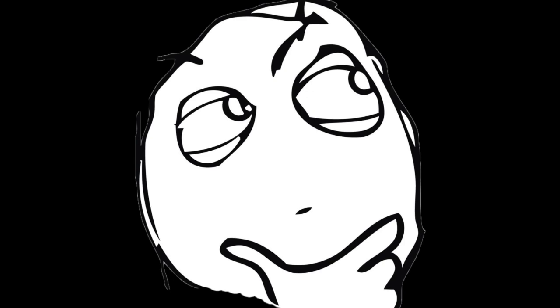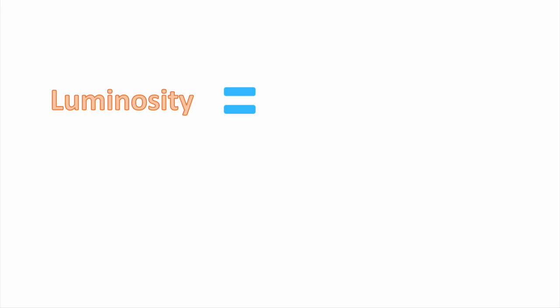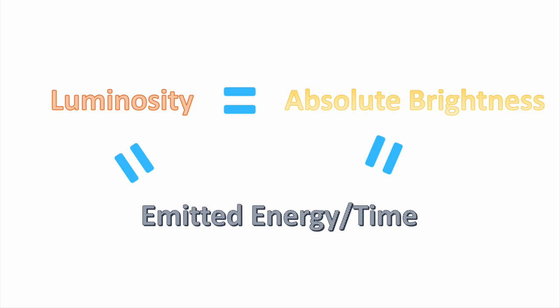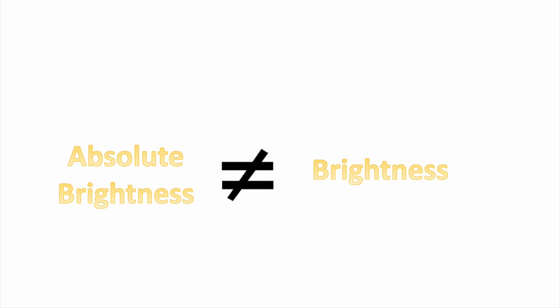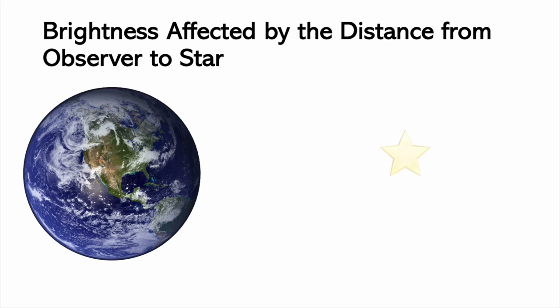And how does the temperature of a star relate to its luminosity? Don't get confused here. Luminosity, or absolute brightness, is a measure of how much energy a star can emit per unit time. It is different from the term brightness, which can be affected by the observer's distance to the object.